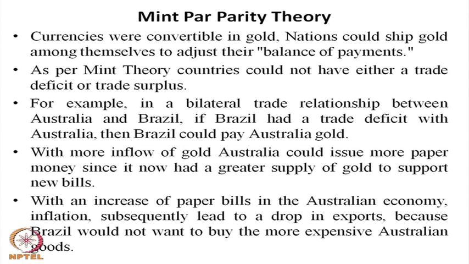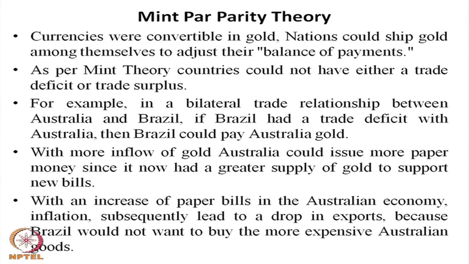As the mint parity theory mentions, either the trade deficit or the deficit in the balance of payment is automatically corrected. For example, suppose we discuss the bilateral trade between Australia and Brazil. If Brazil has a trade deficit, that is, Brazil is importing more from Australia and Australia is exporting more to Brazil than it is importing, so Brazil has a trade deficit with respect to Australia. Under the mint parity theory, it means that Brazil needs to pay more gold to Australia, and this requires an exchange of gold or currency between Australia and Brazil.